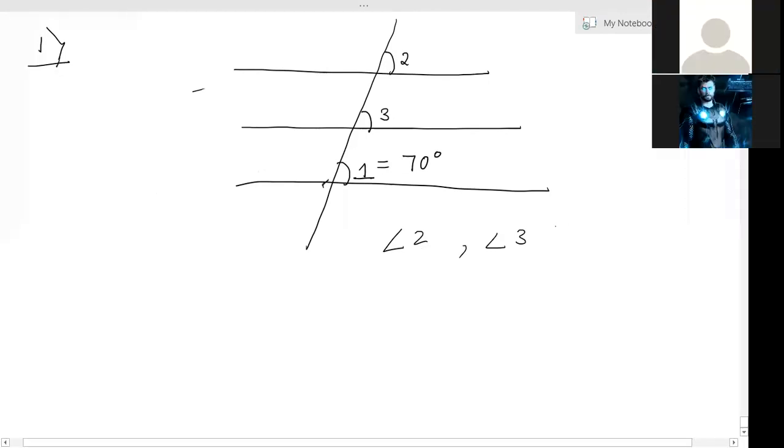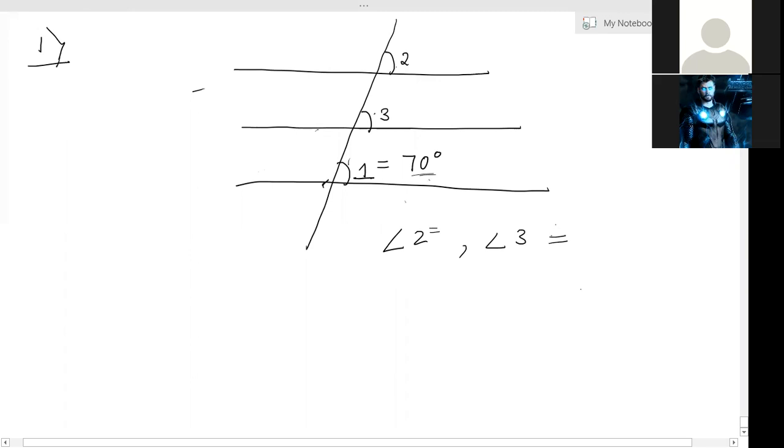Sir, you have to name the angles. I have named them: this is angle number 1, this is angle number 2, this is angle number 3. Angle number 1 is 70 degrees. What is angle number 2? What is angle number 3? Angle number 3 equals 110.